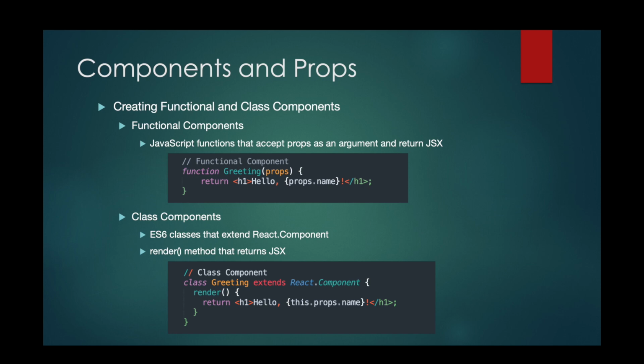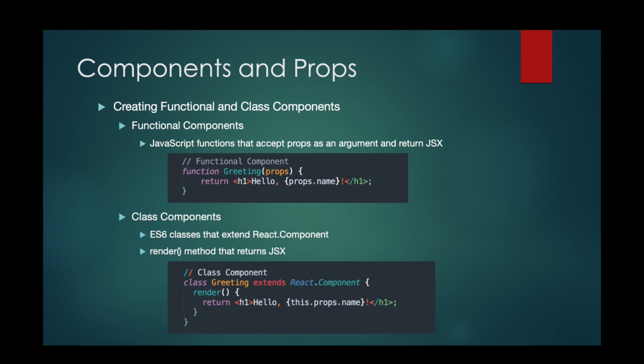Check out this example where I'm creating a functional component. The function name is Greeting and props is the argument, and it returns "Hello" and passes back props.name inside curly brackets, which will be substituted by whatever was passed in the argument.